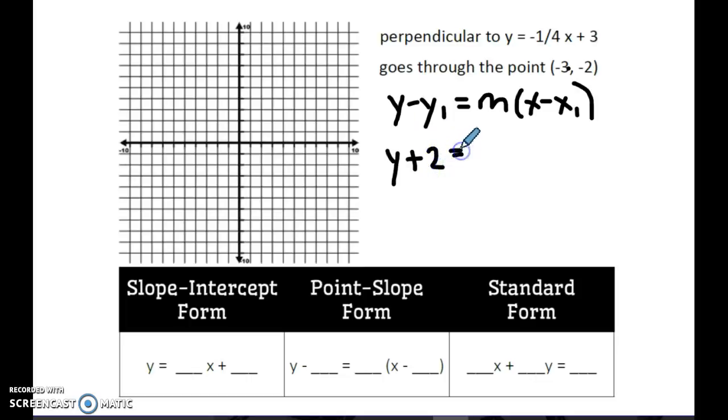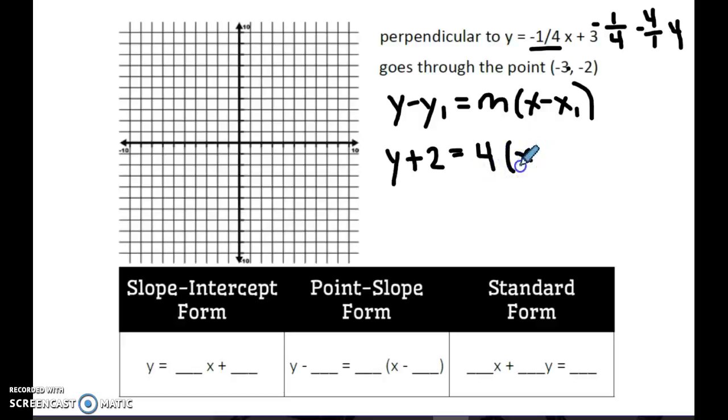The slope. Now let's think about the slope. The slope of the line that we have is negative 1/4. I need a slope that's perpendicular. So if it's going to be perpendicular, it's going to be the reciprocal, which means it's going to be flipped. So I would flip that to 4/1, which is just 4. And it's going to be the opposite sign. So since this was negative 4, it's going to be positive 4. It's going to be the slope of the line that's perpendicular to this one. So I'm going to put a 4 here.